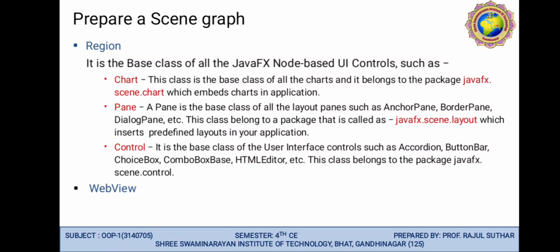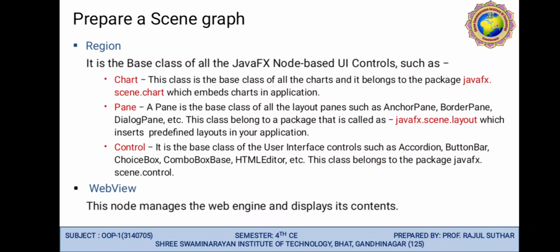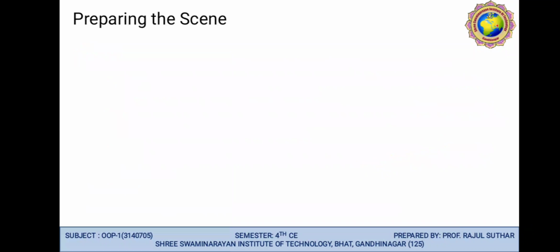Then web view: this node manages the web engine and displays its content. Generally we can add HTML and other markup content to the scene graph. JavaFX has a web view which uses an internal open source browser to render the document object model, HTML5 and JavaScript. It is also useful to apply some style to UI components by Cascading Style Sheets. This package contains all the classes and interfaces that can provide media functionality to the Java application.